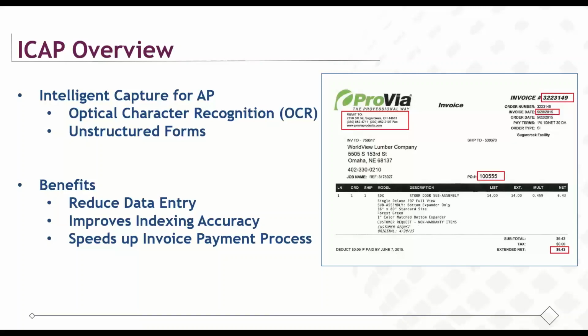What is this going to do for your team? It's clearly going to reduce data entry, right? So today, with indexing documents, folks are adding keyword values to get those stored appropriately and linked to other documents. That piece of the equation will be eliminated with intelligent capture, because again, the system is pulling all of the values off of the invoice and placing them in the keyword values automatically.